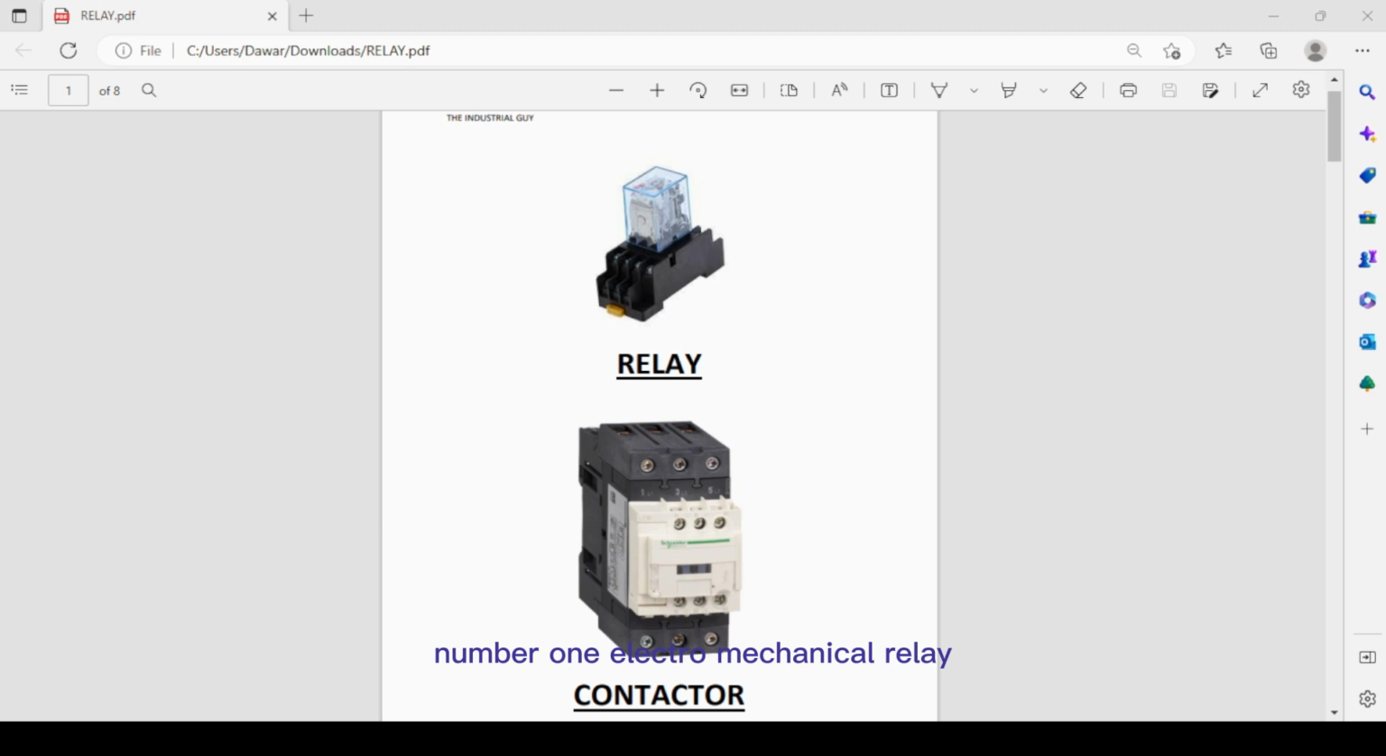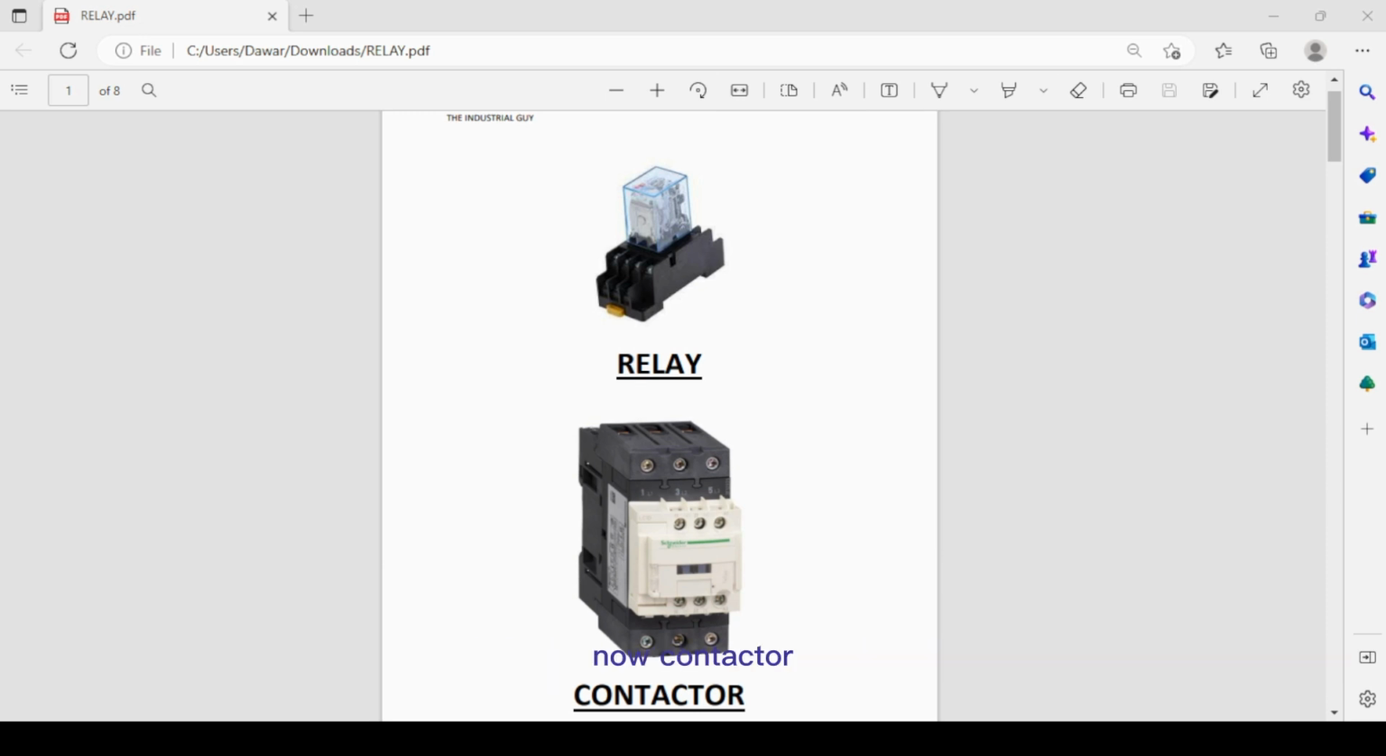Number one, electromechanical relay. Number two, solid state relay. In today's video, I will just discuss the electromechanical relay. In a future video, I will discuss the solid state relay.